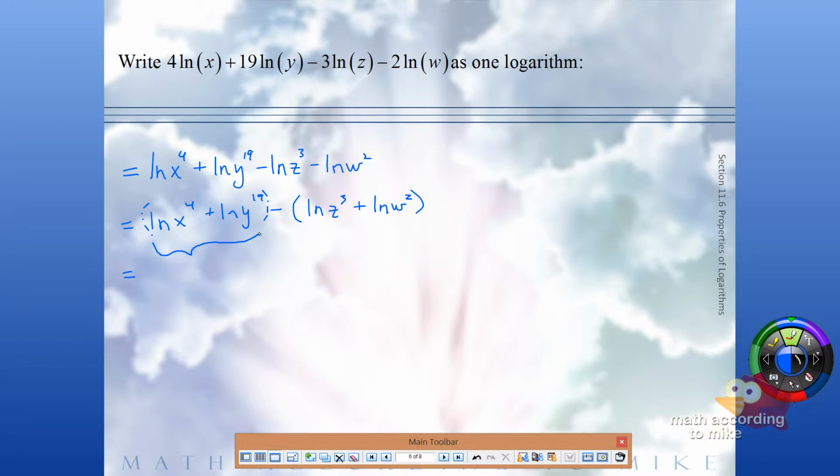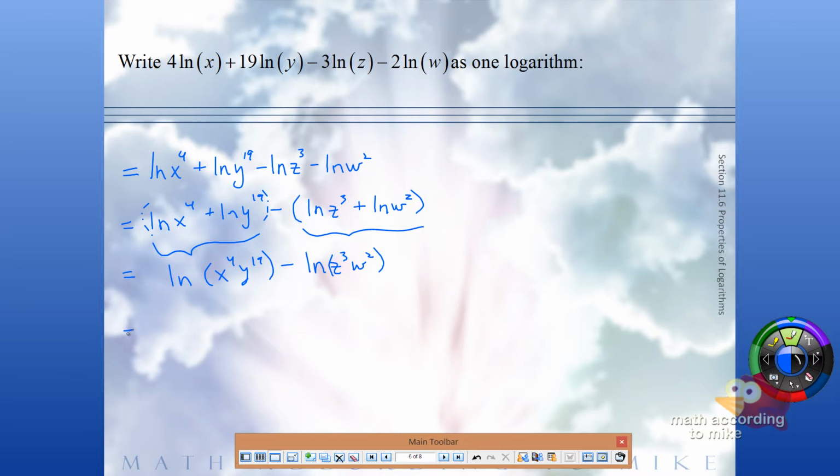So this one, since I'm adding logarithms, I can write that as the log of a product, natural log of x to the 4th, y to the 19, minus, in this set of parentheses, we can write that as another log of a product, natural log of z cubed, w squared.